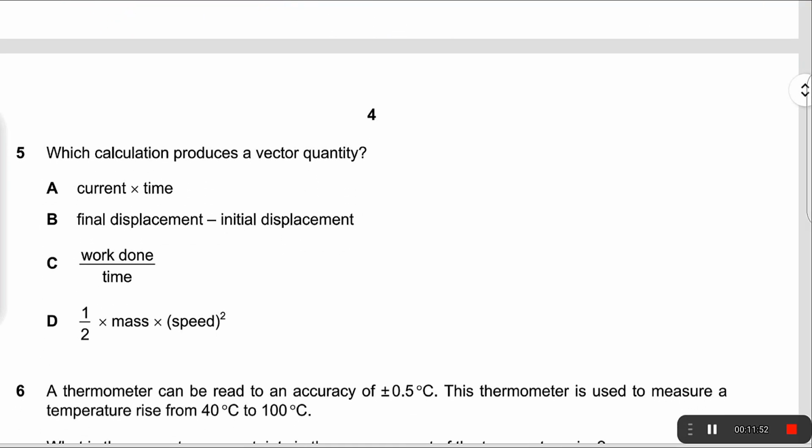Next question is, which calculation produces a vector quantity? Current and time. These are the two. Current multiplied by time. And the next option is final displacement minus initial displacement. You know that. It is very easy. Displacement is a vector quantity.